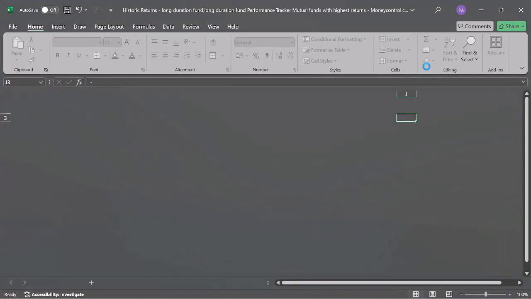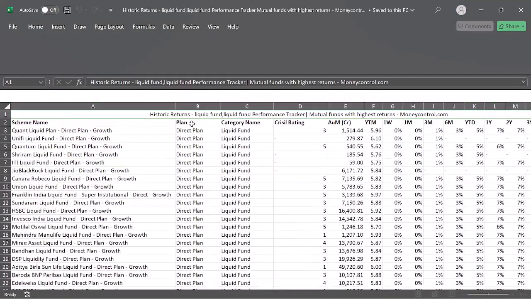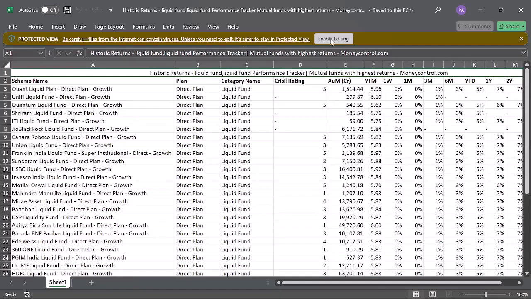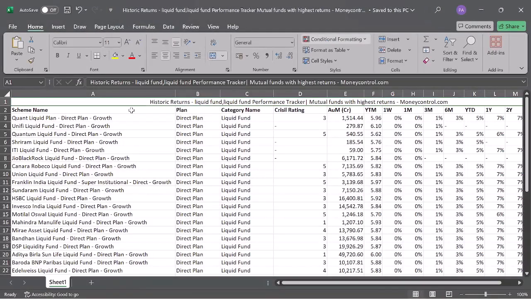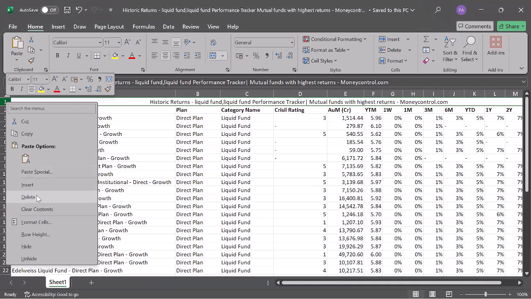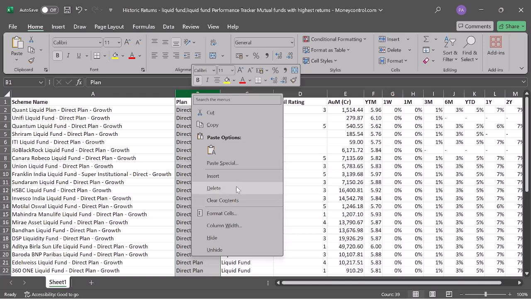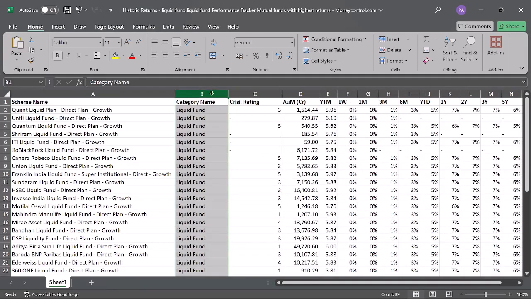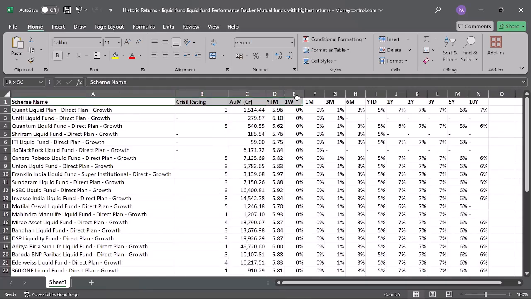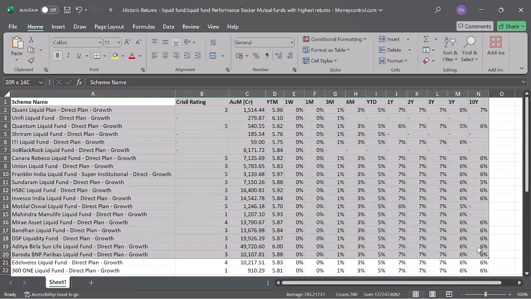So these are liquid funds. Why are they called liquid? Because if you are investing into them, you can convert your money very soon into cash and disinvest your money. So these are liquid funds. I'm just deleting this. The category is liquid, so this is all liquid. For my further analysis, I'm just going to put them here like this.